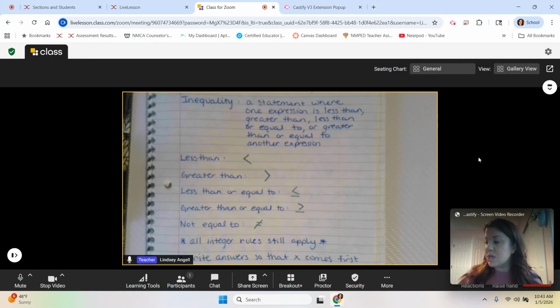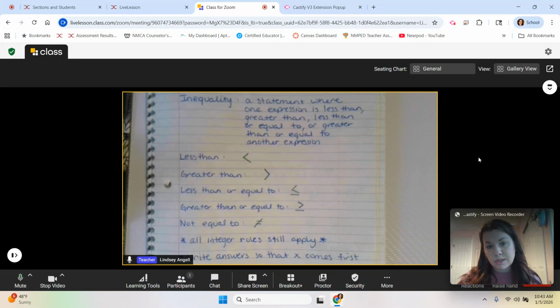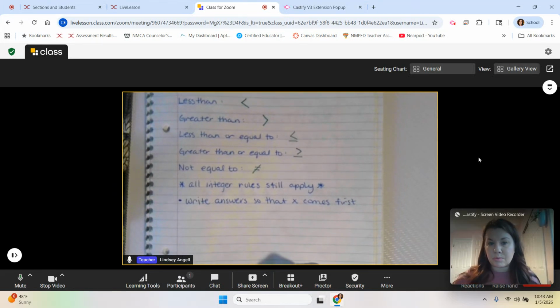As we're going through the inequalities and as you go through your lesson, all of the integer rules that we learned and practiced with last semester still apply. So that goes for positives and negatives, decimals and fractions, whole numbers, mixed numbers, it doesn't matter. All the stuff we worked with last semester, we still need to take into consideration now, okay?